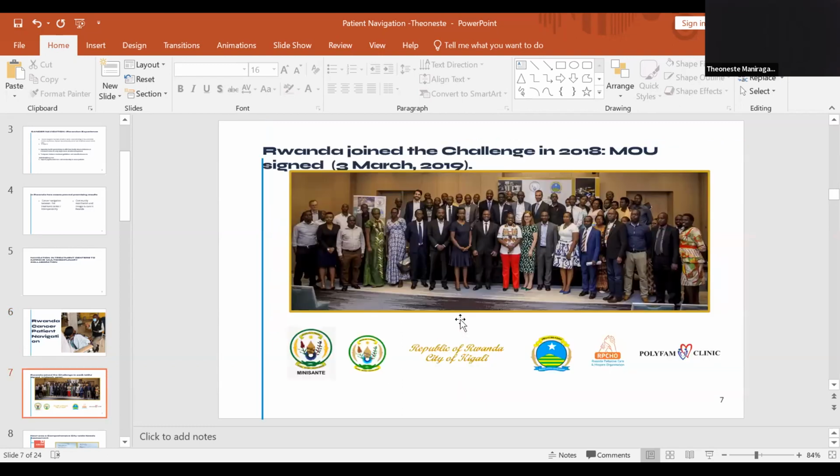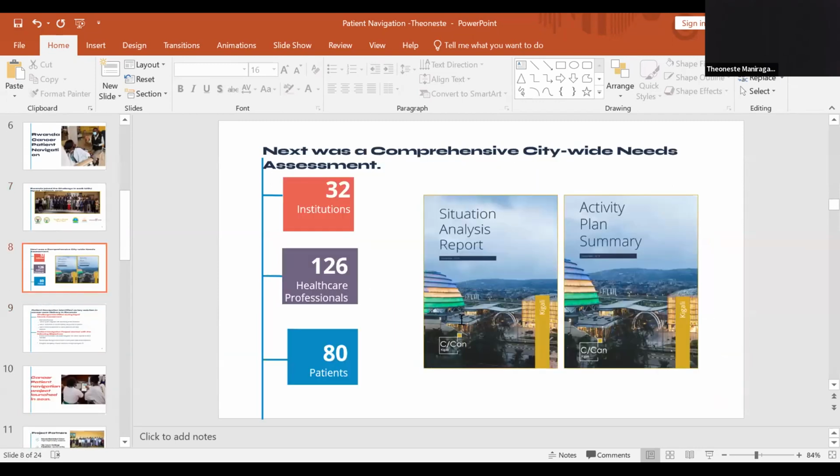Here I am showing a picture of the then Minister of Health, the Minister of State, and the collaborating institutions inaugurating this project, and then we launched it in 2018. You can see the Minister of Health, Rwanda Biomedical Center, and its partners, especially City Cancer Challenge.